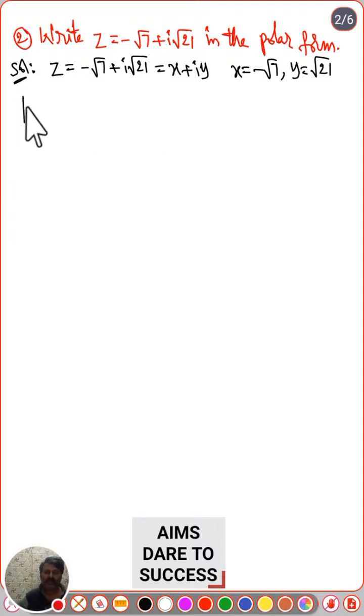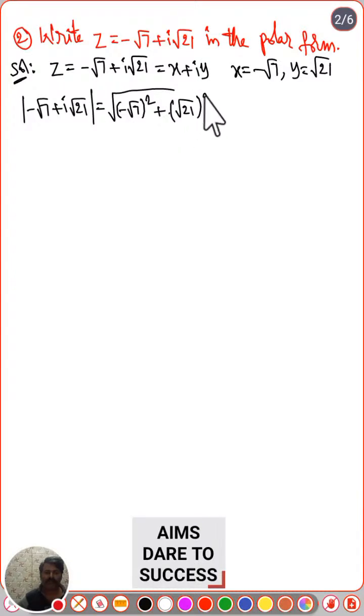Okay, here mod of, that is modulus of the given value, mod of minus root 7 plus i root 21 is equal to, modulus means root over real part whole square. Real part is minus root 7 whole square plus imaginary part root 21 whole square. Minus to the power of an even number becomes plus, and square root and square cancel, 7. Next, square root and square cancel, 21. Root over 21 plus 7 is root 28.